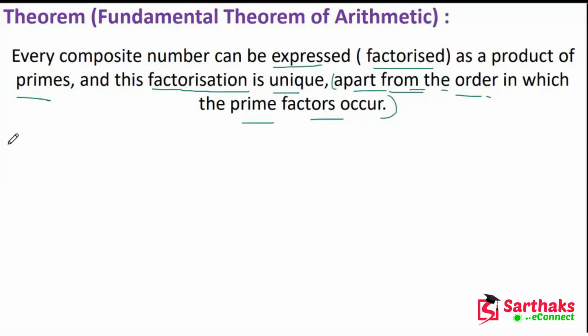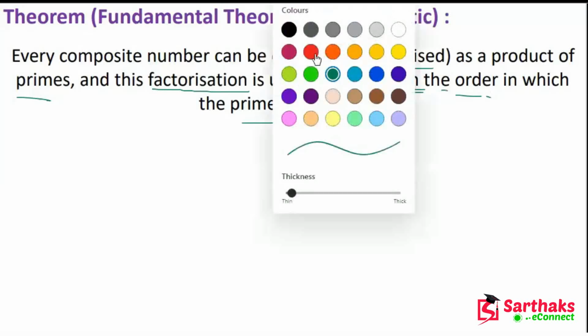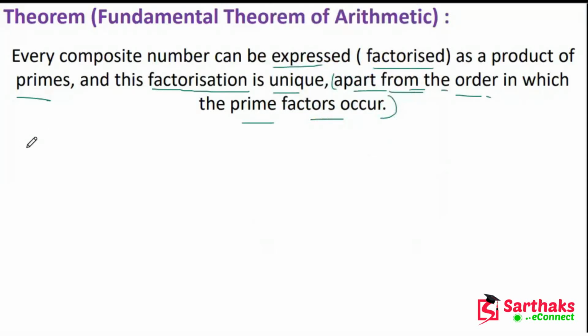Let's suppose we take an example of 36. If we break it into a product of prime numbers, it is 2 into 2 into 3 into 3.